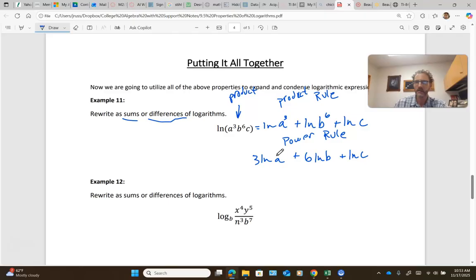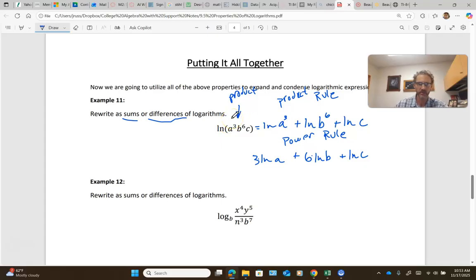Typically when you're expanding these logarithms, guys, the power rule will be the last rule that you utilize. If any of these arguments have powers, those powers get moved out front. So this is like a product of 3 and the natural log of a. Anyway, we have completely expanded this natural logarithm here.